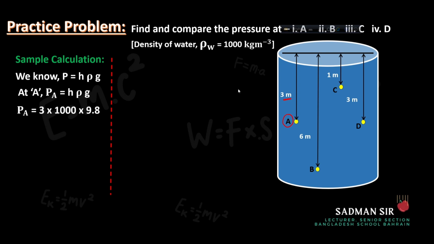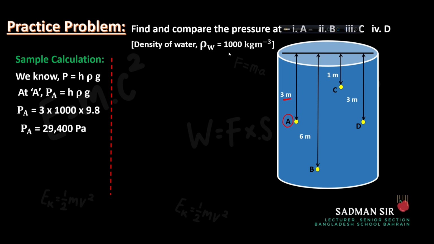The density of water is given here, even if it is not given in the question, you can put it as 1000 kilogram per meter cube. That is the density of pure water at 4 degrees Celsius temperature, and g is 9.8, as we always know. So if you calculate, we will get 29,400 Pascal. This is the pressure at A.